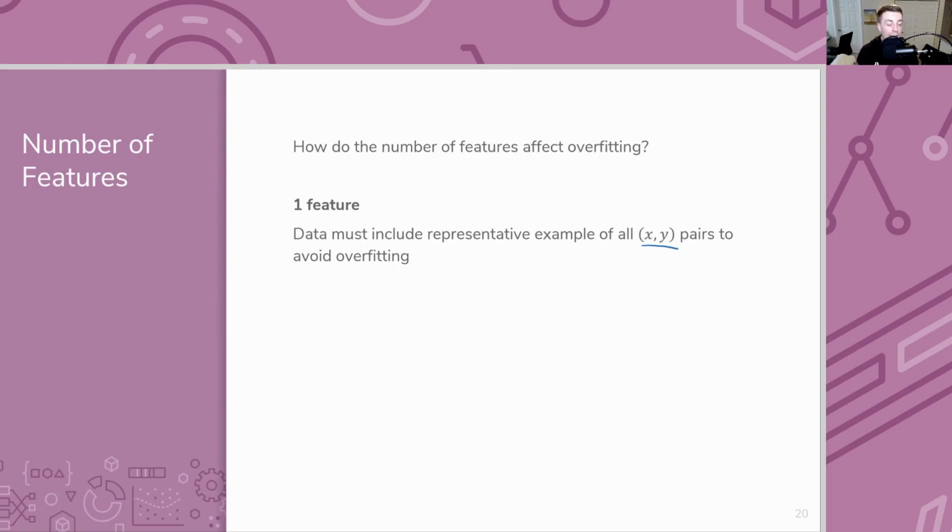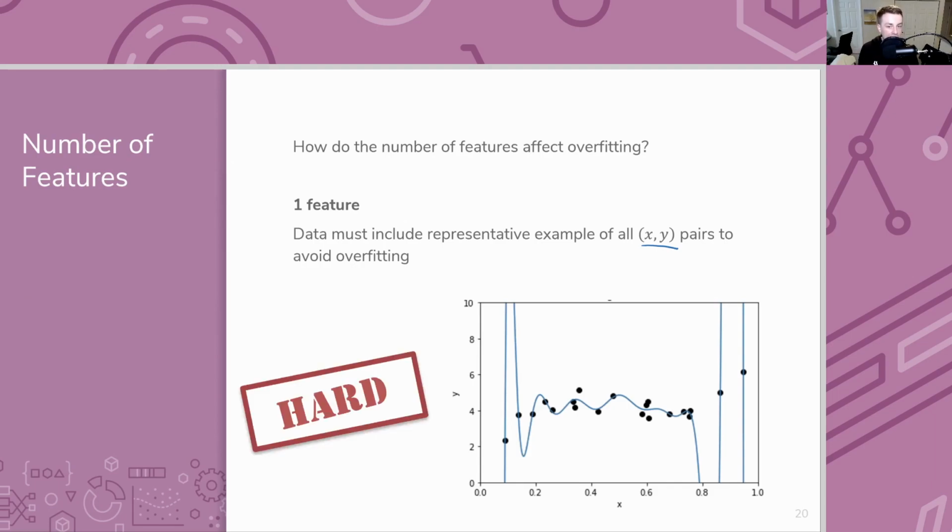So how does the number of features affect overfitting? Well, if you only have one feature, to avoid overfitting you need a representative sample of all XY pairs, where X is your input feature and Y is your output. That is a possible task to do. It's hard, but we can do this quite frequently. We can download enough data; I only have 13 or 14 data points here.